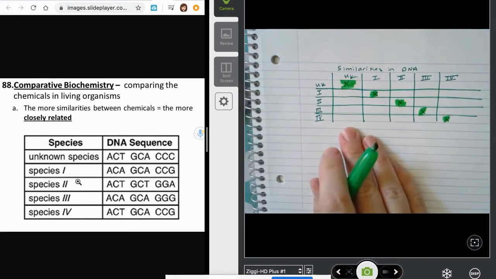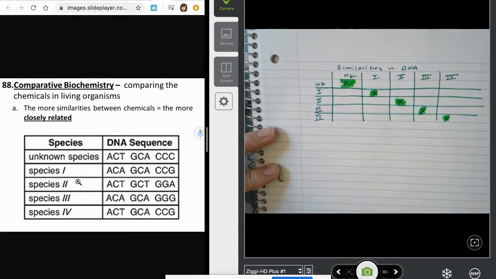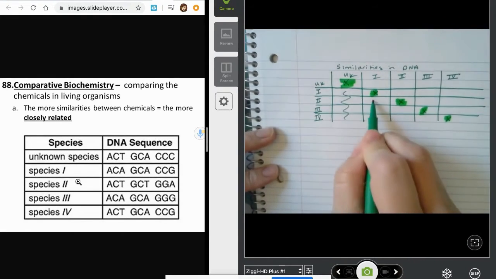In fact, in my research, I found that some people put similarities on the top and differences on the bottom, but we are not going to do that. So I'm just going to cross out the bottom. We do not need it.